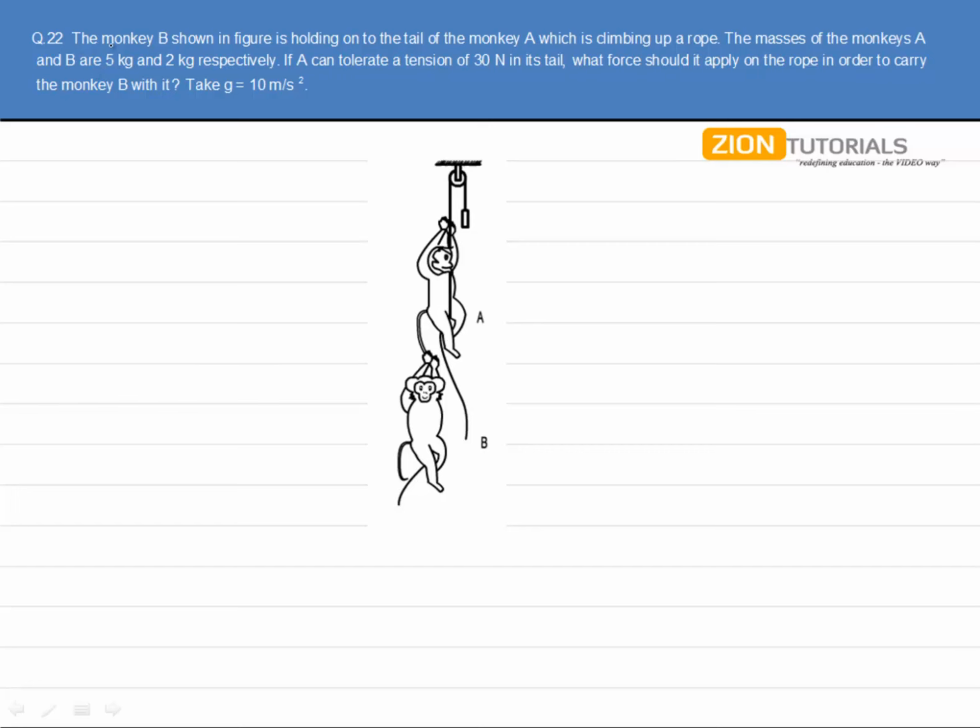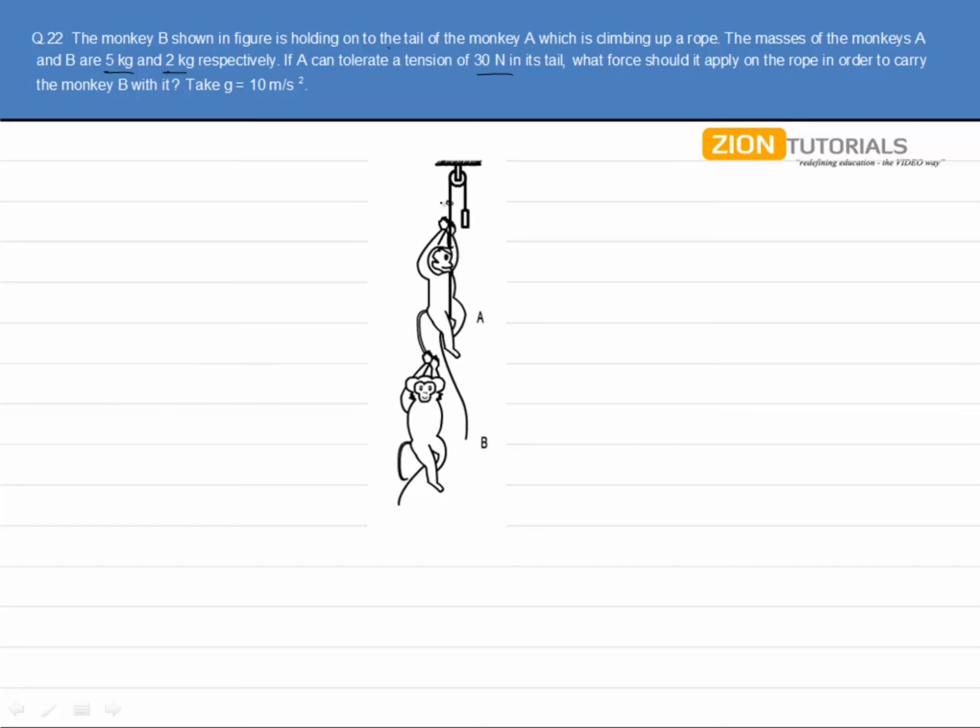As the question says, the monkey B shown in the figure is holding on to the tail of monkey A, which is climbing up a rope. The masses of monkey A and B are 5 kg and 2 kg respectively. If A can tolerate a tension of 30 newtons in its tail, what force should it apply on the rope in order to carry monkey B with it?